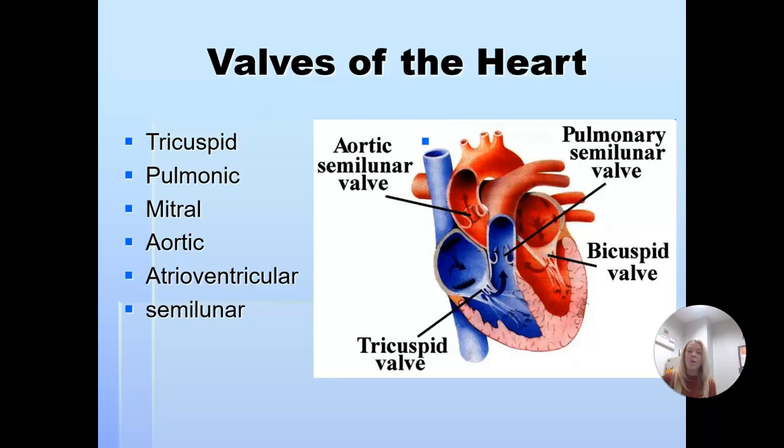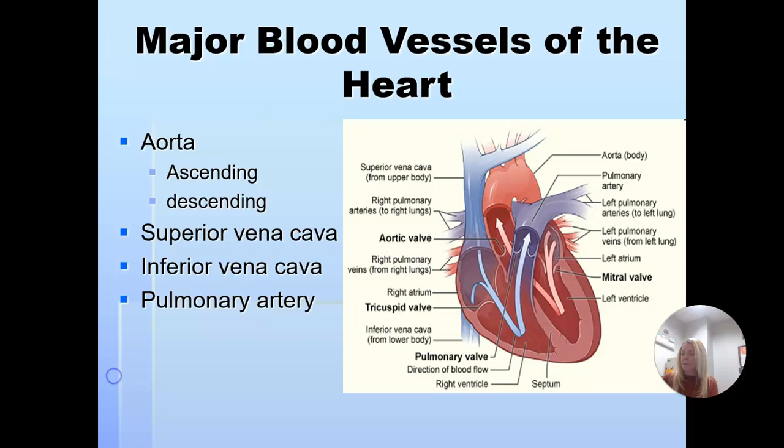The valves of your heart: on the right side, we have a tricuspid valve. Then we have the pulmonic valve at the pulmonary artery, and the mitral valve, or the bicuspid valve, on the left side of the heart, separating the left atrium and ventricle. You have the aortic valve. There are the atrioventricular valves and the semilunar valves, which are your aortic and pulmonary valves.